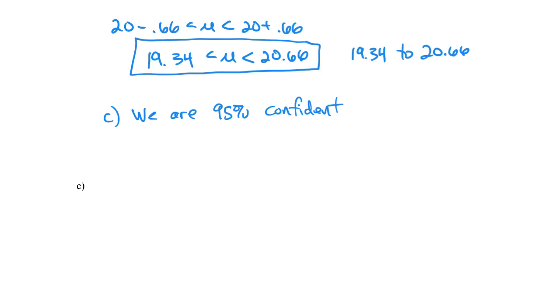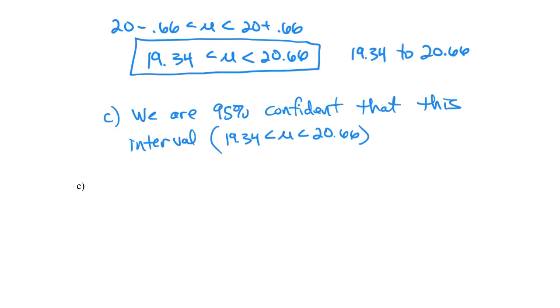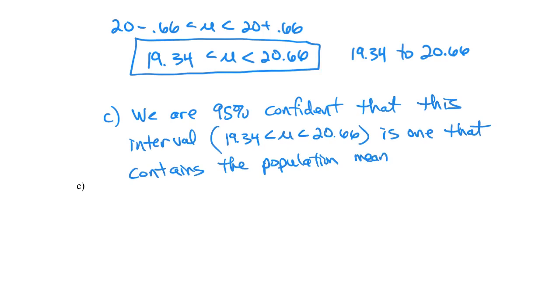So we say we are 95% confident that this interval, and I've just been writing it in here to make it really clear, this interval right here, the one we just found, we're 95% confident that this interval is one that contains the population mean mu. Now, if this were a problem where we knew what mu represented, we would keep going here and mention what mu is. But in this case, we don't know what it is, so we can just leave it at that.